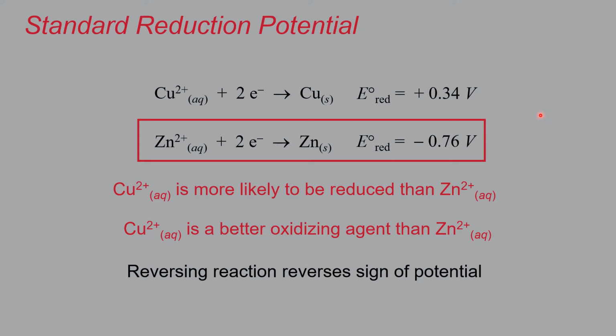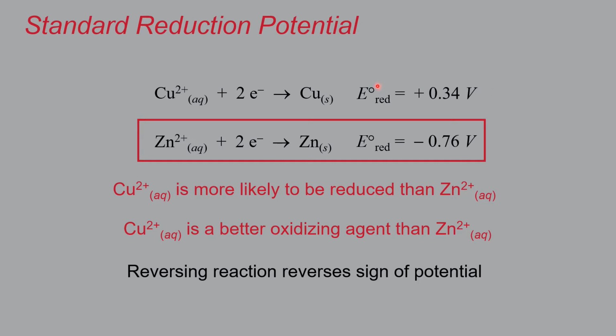So what this means, when you compare these numbers, the one that is the more positive one is the one that is the stronger oxidizing agent, and that is the reaction that is more likely to happen, which is to say that if copper plus 2 and zinc plus 2 are competing for 2 electrons, copper plus 2 is going to win because it has the more positive reduction potential.